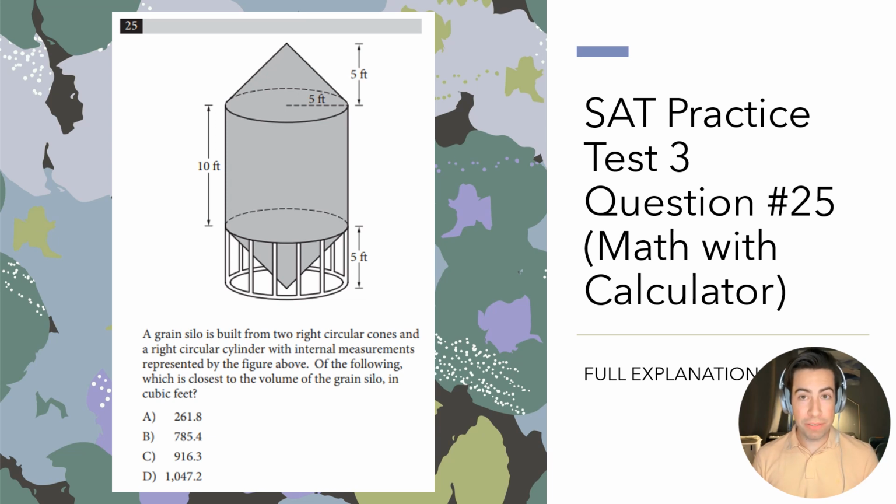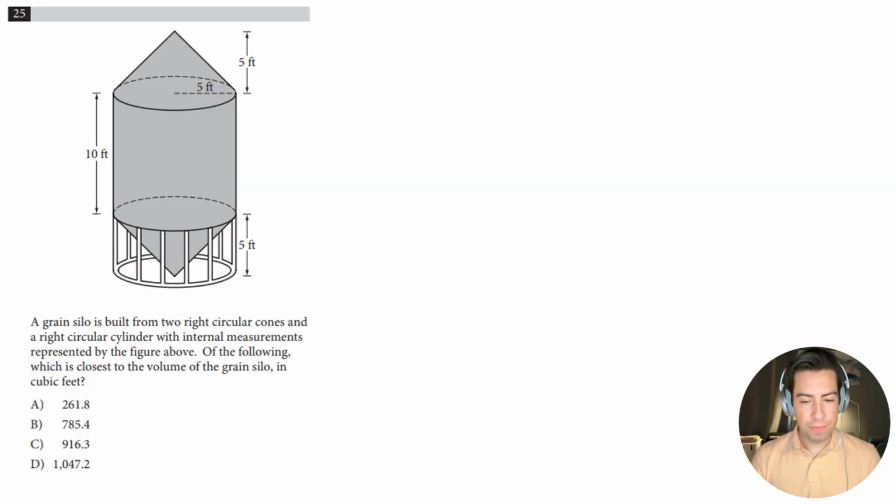All right, question number 25. Let's get right into it. So we're given a picture of a silo here, and it says a grain silo is built from two right circular cones and a right circular cylinder with internal measurements represented by the figure above. Of the following, which is the closest to the volume of the grain silo in cubic feet?